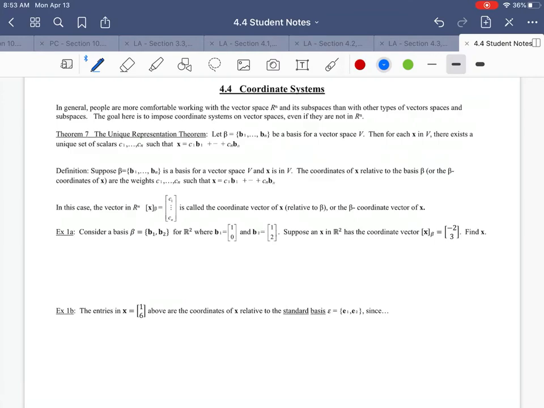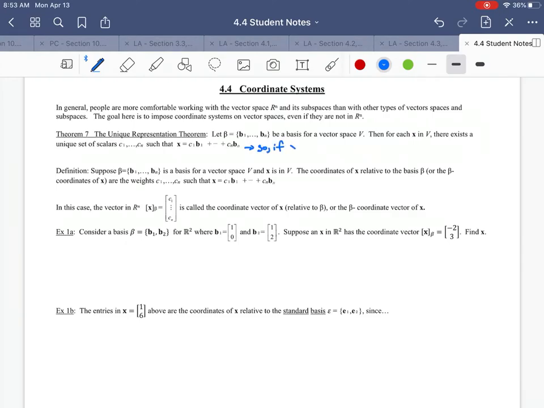So here we go. This first theorem 7 says let B, so B is your basis, be a basis for your vector space. Then for each x in V, there exists a unique set of scalars such that to get x, you multiply all the things in your basis by those scalars. All right, so what this is saying, in real people language, is this.